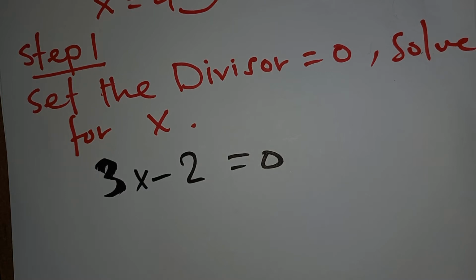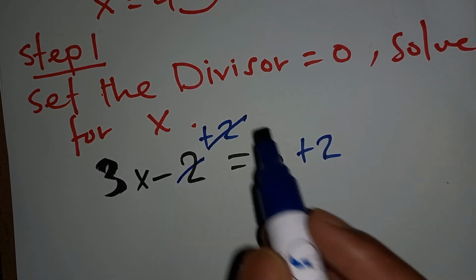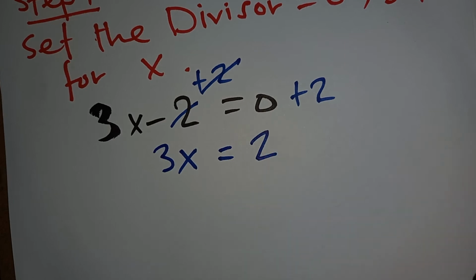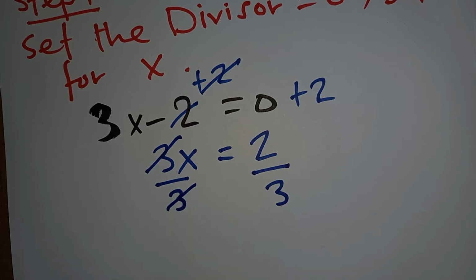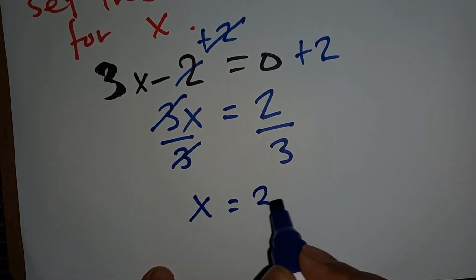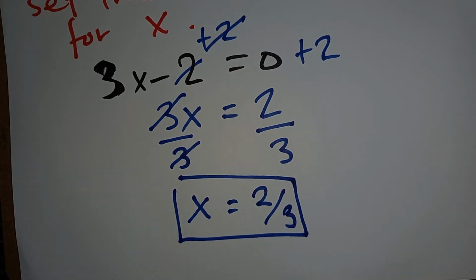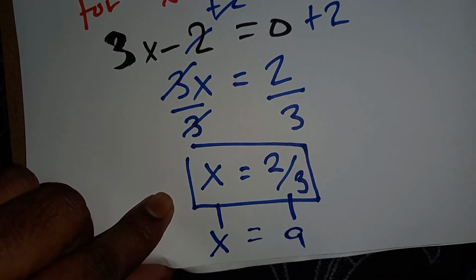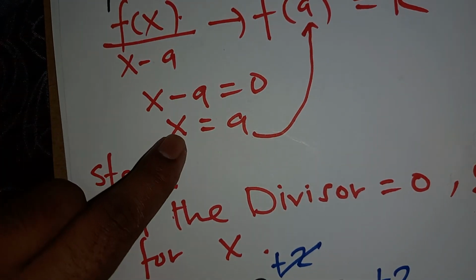If I solve for x, I have to take the negative to the other side, so I add 2 to both sides. Cancel this. I have 3x here and positive 2 on this side. So solving for x, your x will be basically 2/3. Now this is what we call x is equal to a. This is our x and this is our a. That is what we mean by x is equal to a.